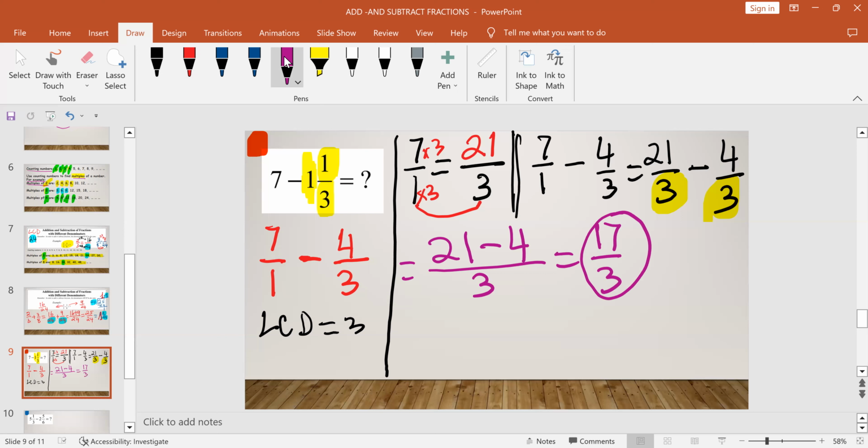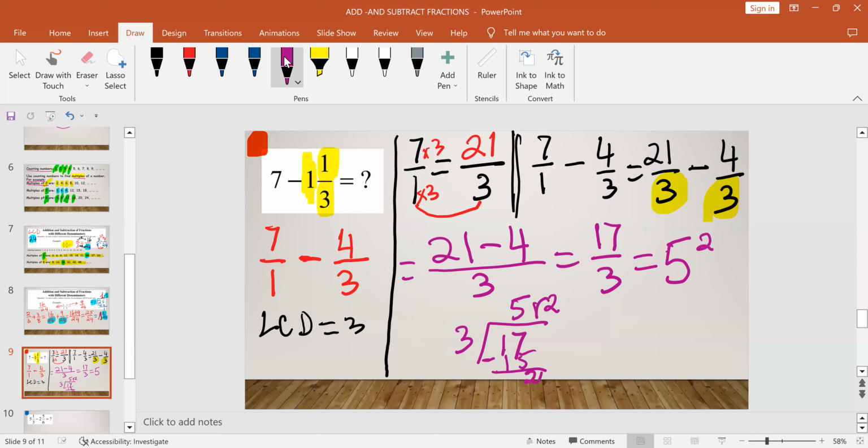Again, this 17 over 3 is an improper fraction. So we're going to rewrite it as a mixed number, which is to do again the long division. So we take 17 divided by 3. So 3 goes into 17 how many times? 5 times. So we have a 5 here, 5 times 3 is 15. So 17 minus 15 is how much? 2.